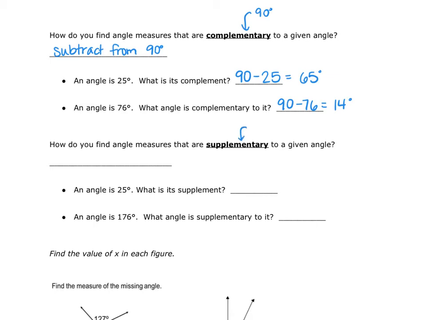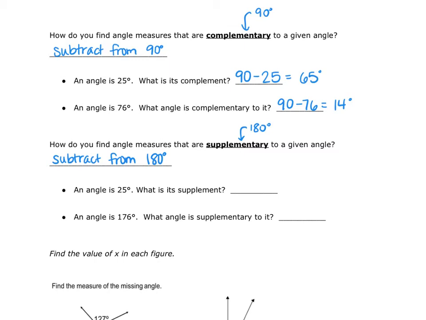So next it says, how do you find angle measures that are supplementary to a given angle? So supplementary means that they have to add up to 180 degrees. So in order to find the other angle measure, we're going to go ahead and subtract the given angle from 180 degrees.